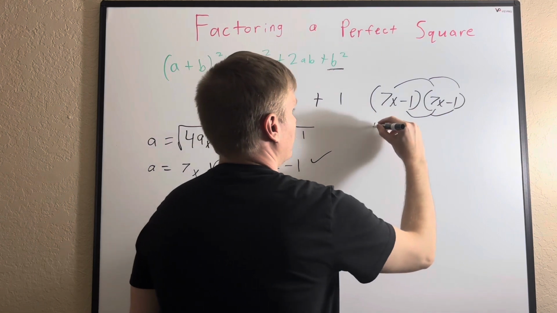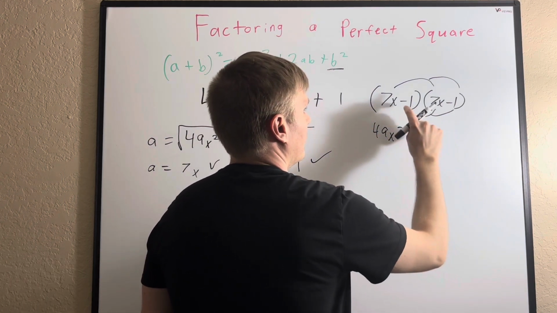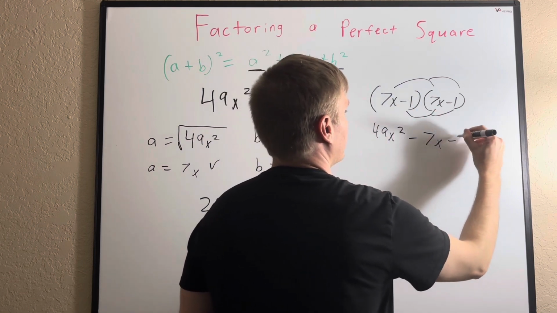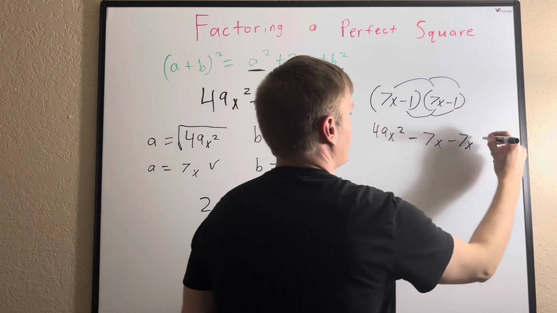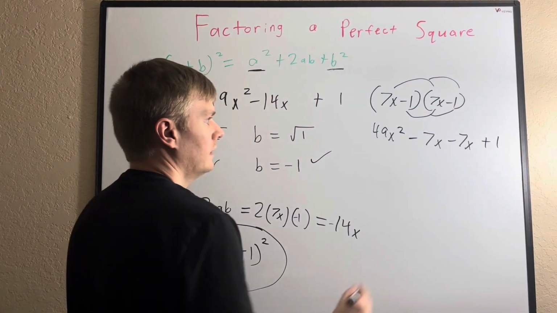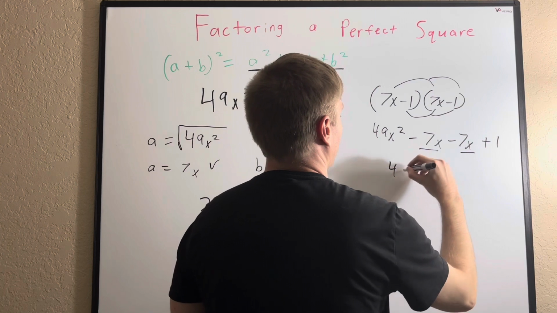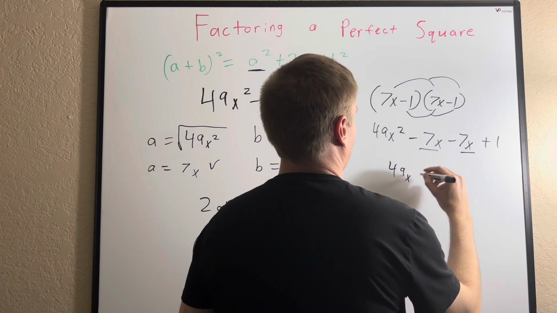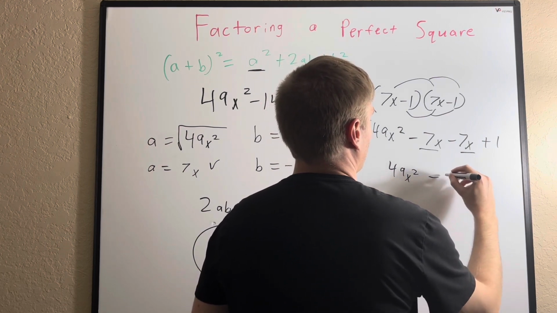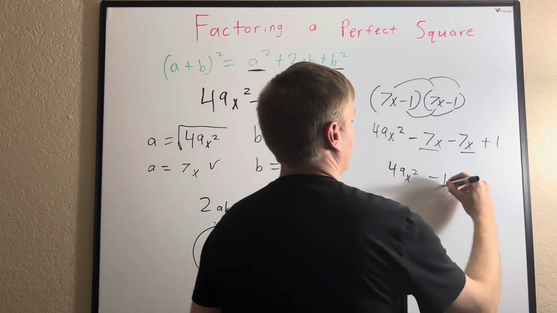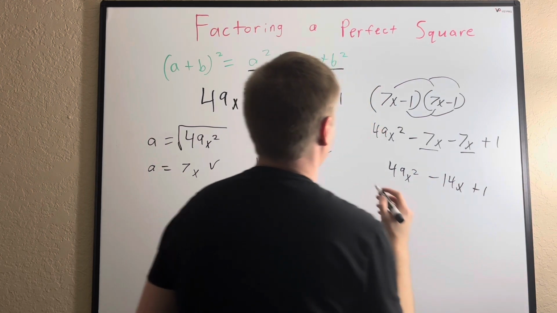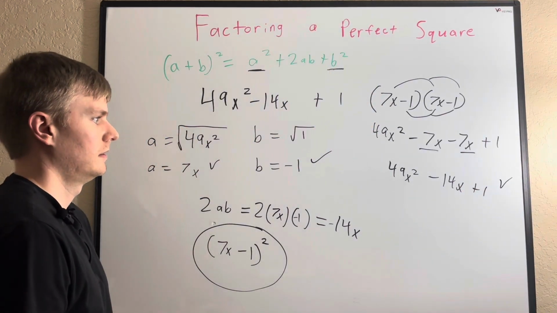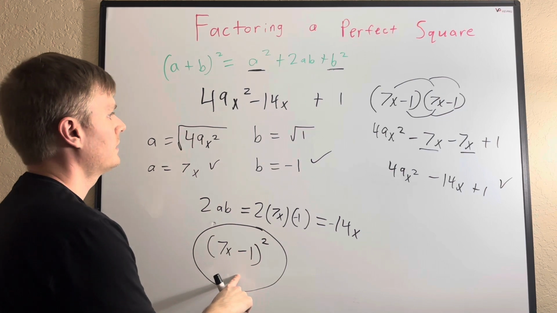7x times 7x, 49x squared. 7x times negative 1, negative 7x. Negative 1 times 7x, negative 7x. Negative 1 times negative 1, positive 1. Combine like terms. Negative 7 minus 7, negative 14x plus 1. That's our original problem. So now we know that this answer is correct.